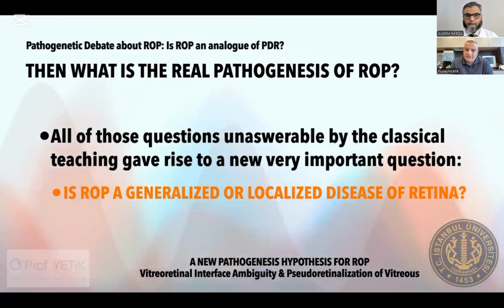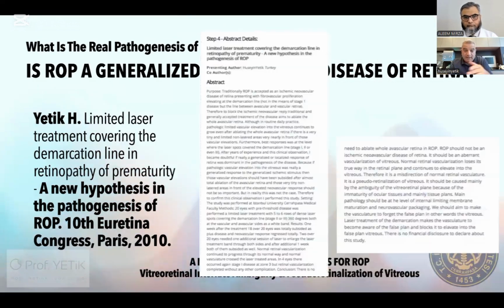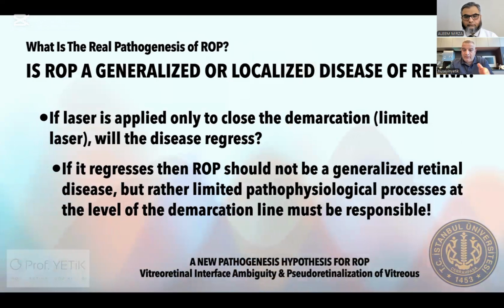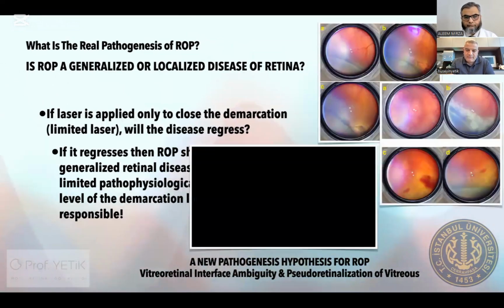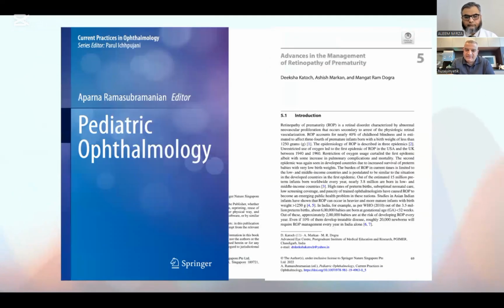Let's go to my pathogenesis. The question: is ROP a generalized problem of the retina or localized? Those questions all point out that ROP should be a localized problem, a localized disease. I presented this at Euretina years ago, and as I showed you, I started with performing laser to the demarcation line, and it was a very important point. And my hypothesis was cited in this book as well.